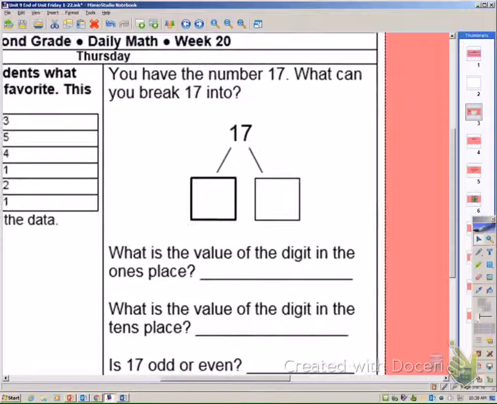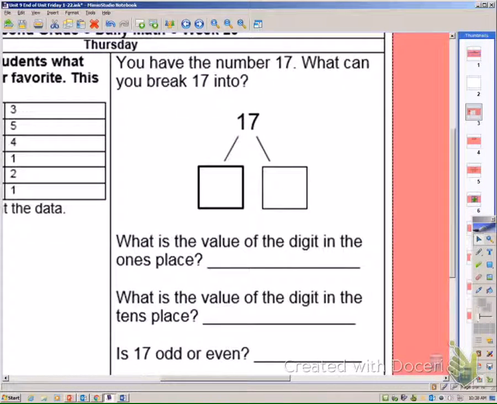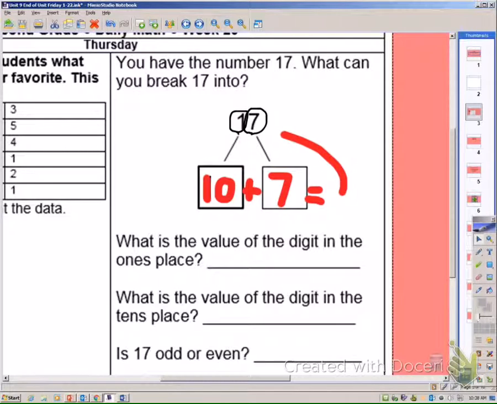So it says you have the number 17. What can you break 17 into? Okay, so I know I always have to start with the ones, and the 7 is simply a 7. However, the 1 is actually 10. So then if we turn this into an equation, we would have 10 plus 7 equals the 17.